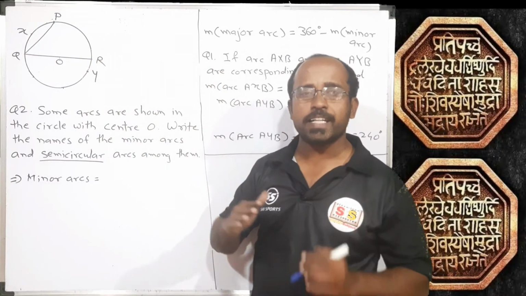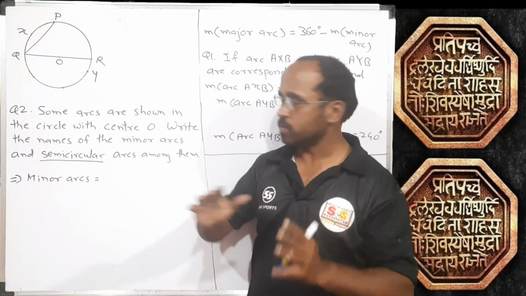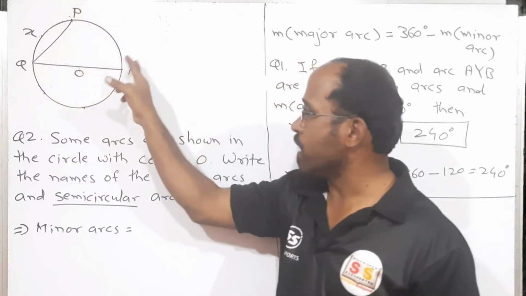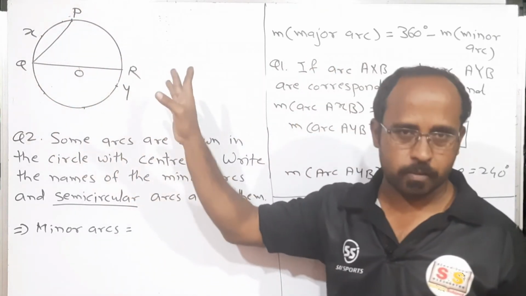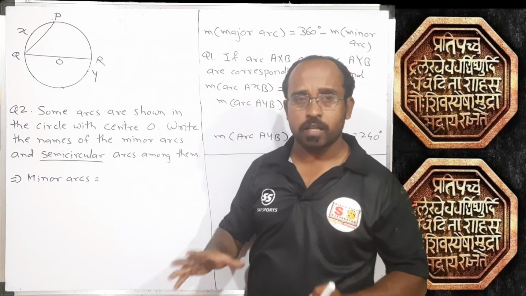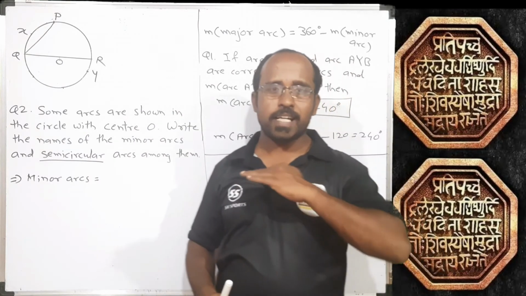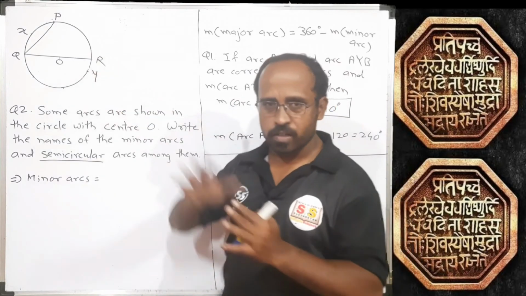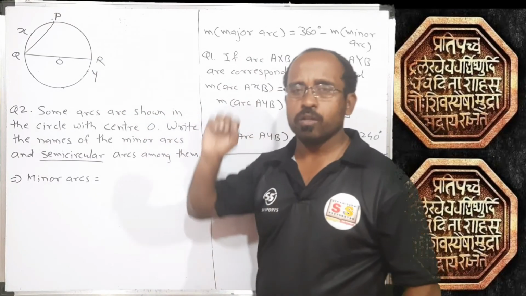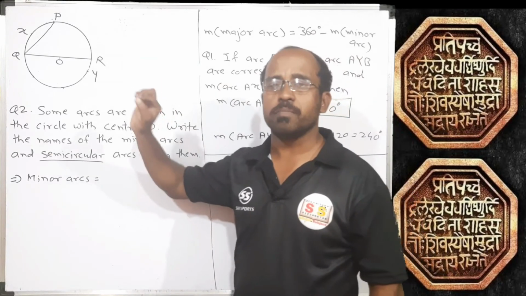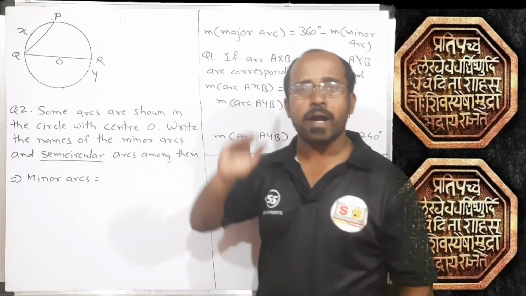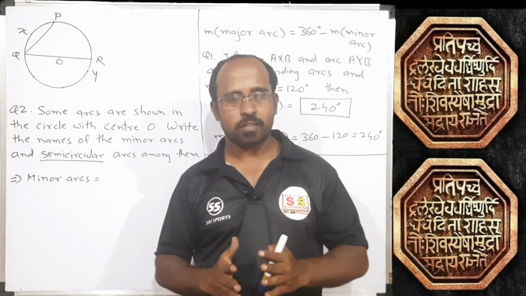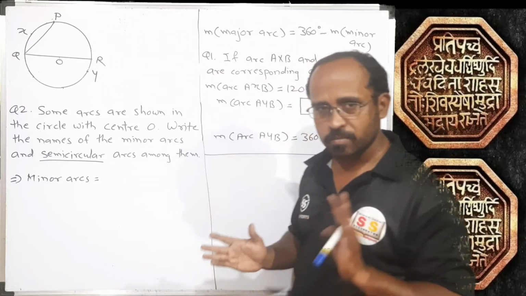But if an arc is created by a diameter, what happens? Suppose because of this diameter, two arcs are created. One is arc QPR and another is arc QYR. These are exactly half of the circle, because a diameter divides the circle into two equal parts. So such arcs are called semicircular arcs. Minor arcs are always smaller than semicircular arcs, and major arcs are always bigger than semicircular arcs.